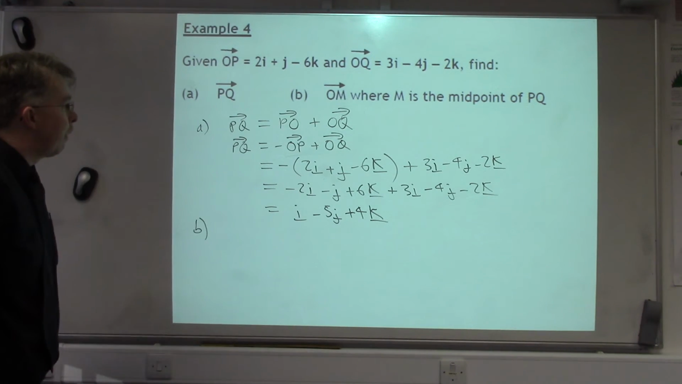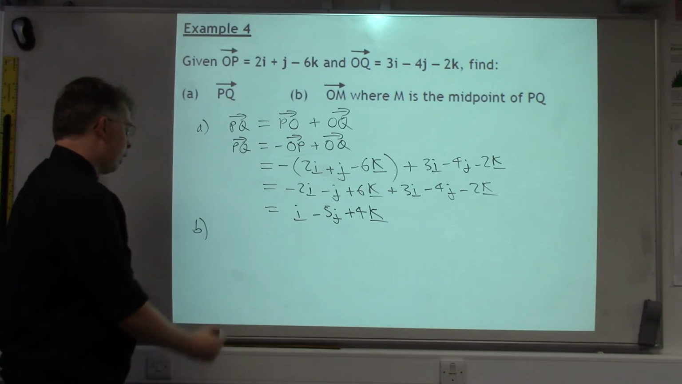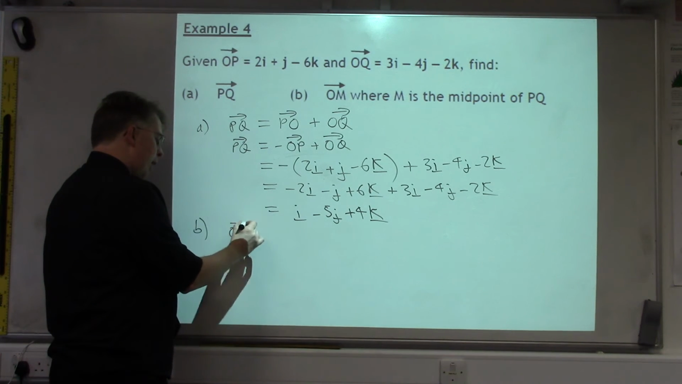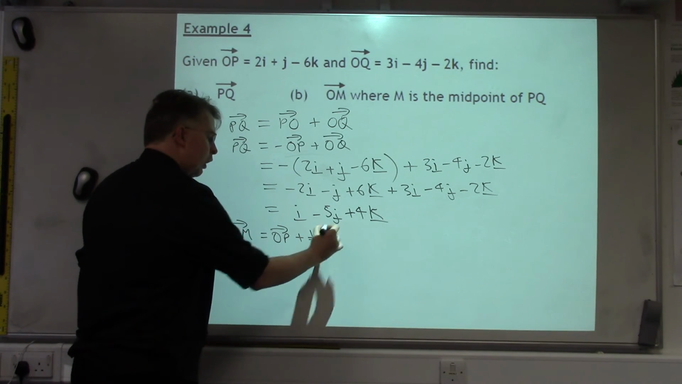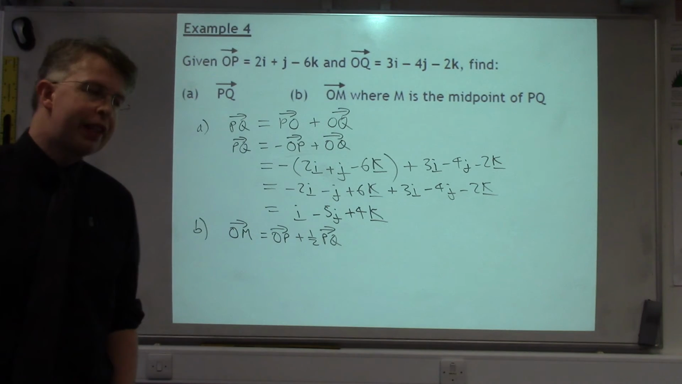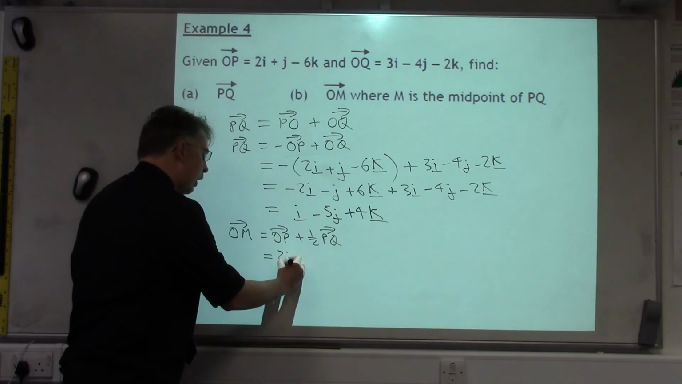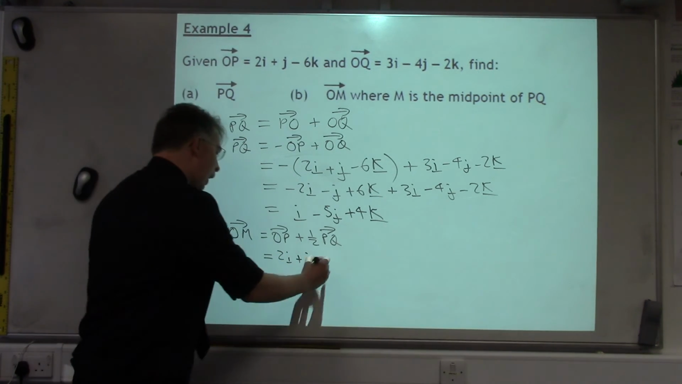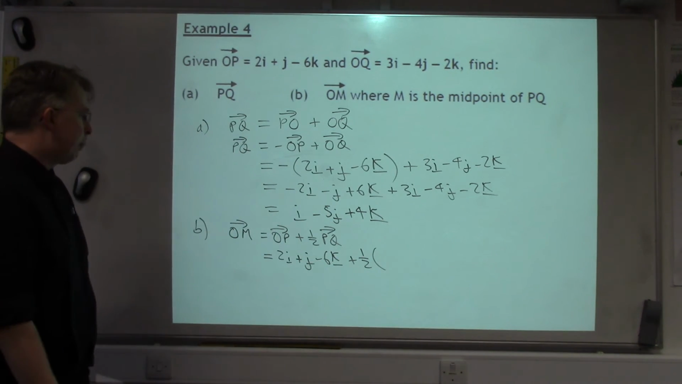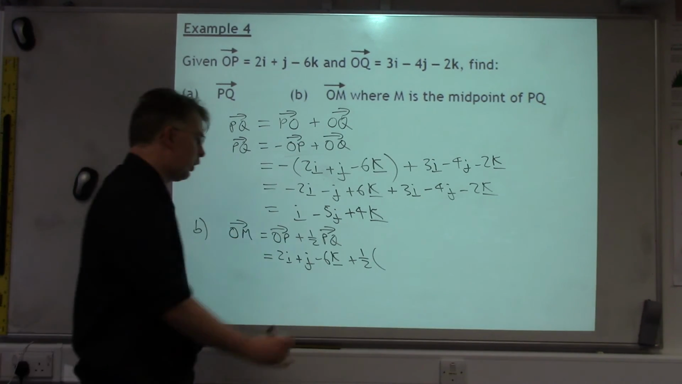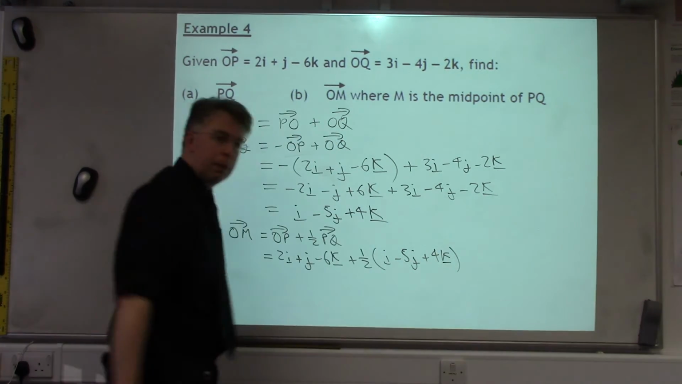And then B, same sort of idea, we're going from O to M, where M is the midpoint of P to Q. So O to M is equal to O to P plus a half P to Q. So we can do B once we know what the vector P to Q is. We've got both of those vectors, so O to P, 2i plus j minus 6k plus a half times P to Q from our last question, so i minus 5j plus 4k.